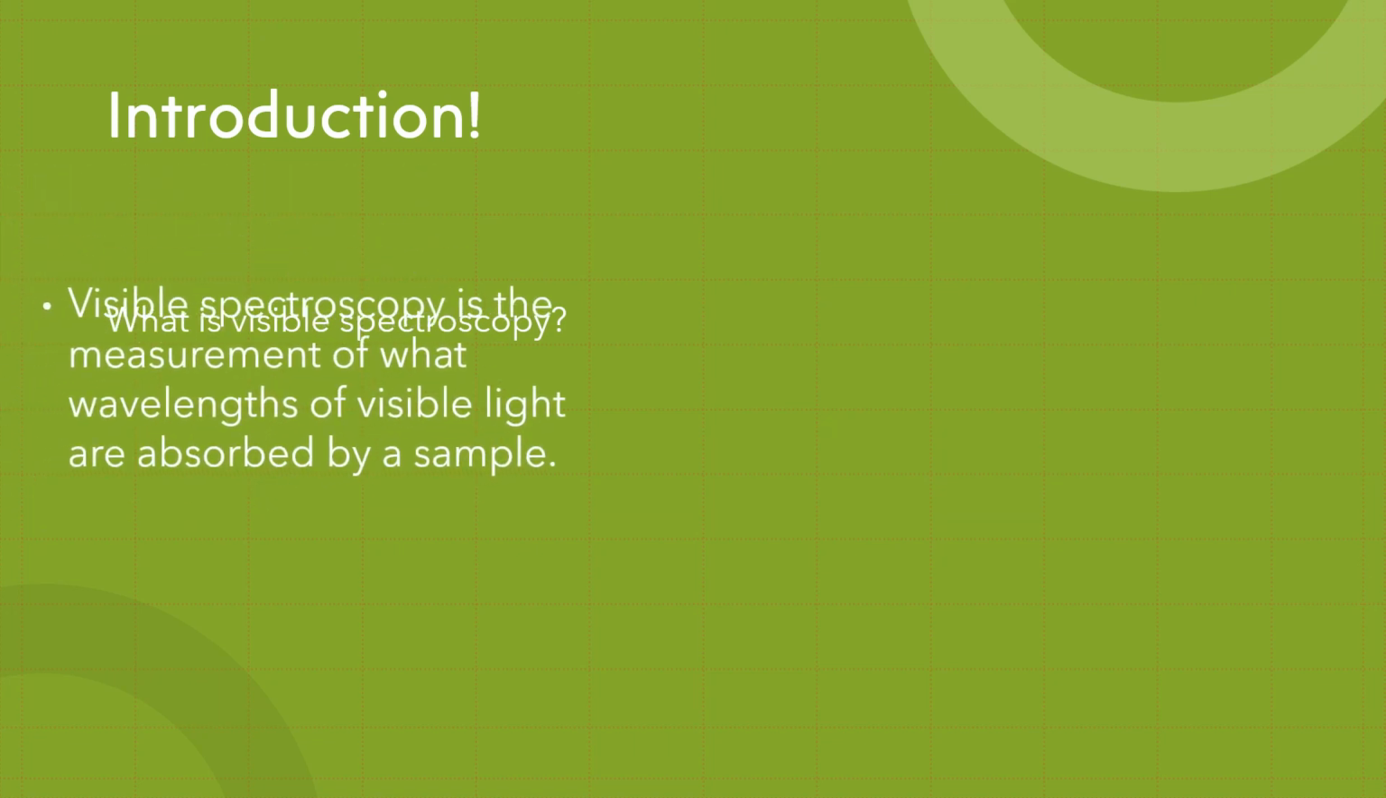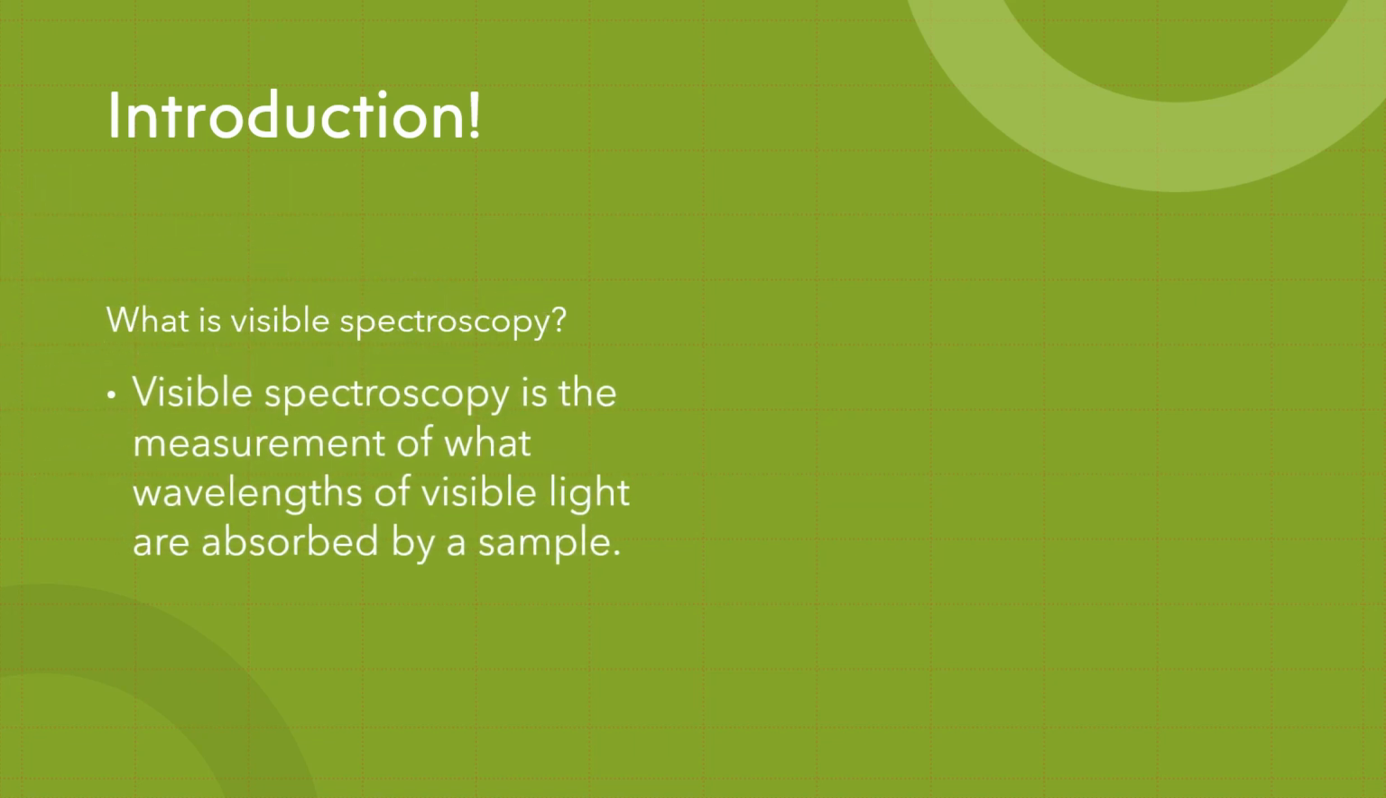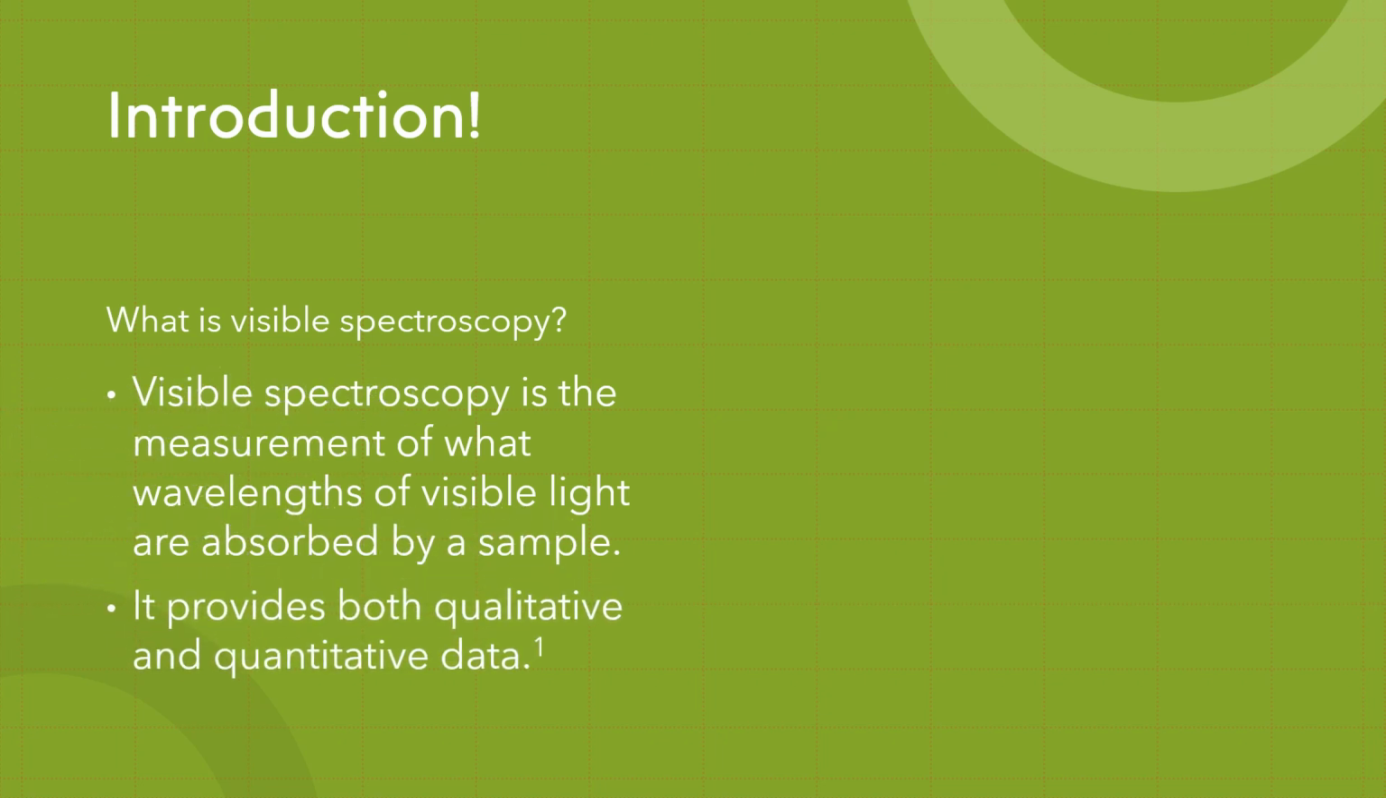So, what is visible spectroscopy? Well, visible spectroscopy is a measure of what wavelengths of visible light are absorbed by a sample. It provides qualitative and quantitative data on these things, the qualitative data being what precise wavelengths are absorbed, and the quantitative data being the absorption, or physically how much of the wavelength is absorbed.